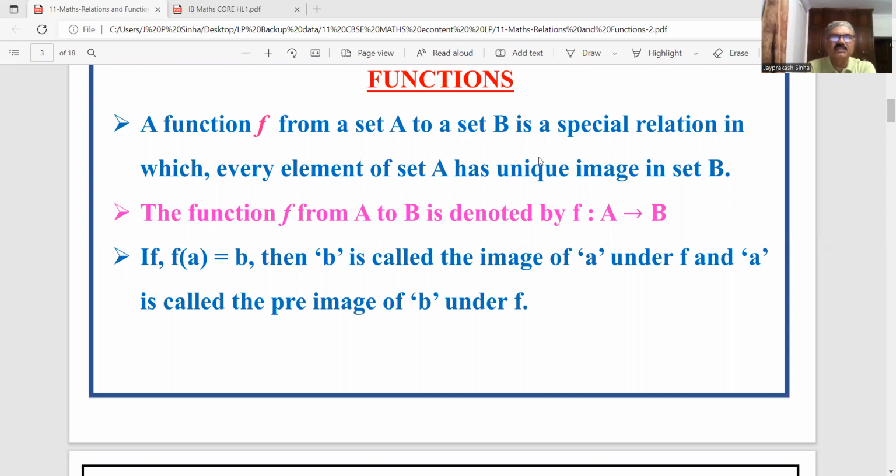Hello students. So in this class we are going to learn about functions. So what is the definition of a function and what is the difference between relations and functions?